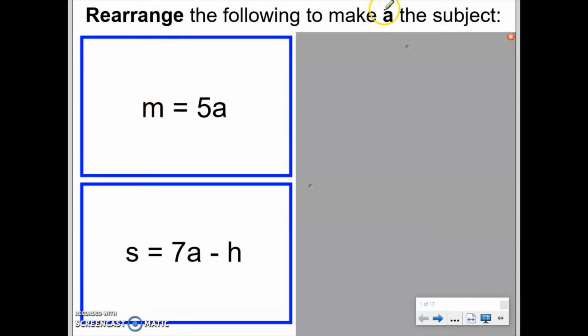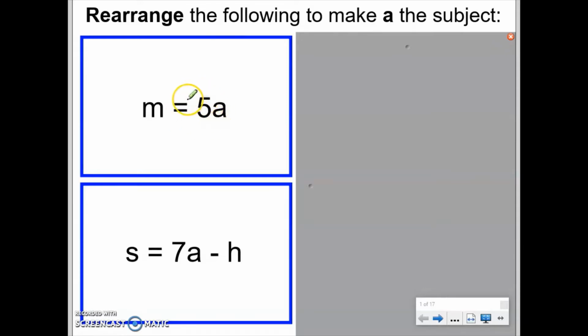And if you're asked to make A the subject, it means we need to rearrange the algebra. We need to manipulate the algebra to ensure that A is by itself. The way we do that is we follow the same rules as if we were solving an equation. Whatever we do to one side, we have to do to the other side in order to keep things balanced.